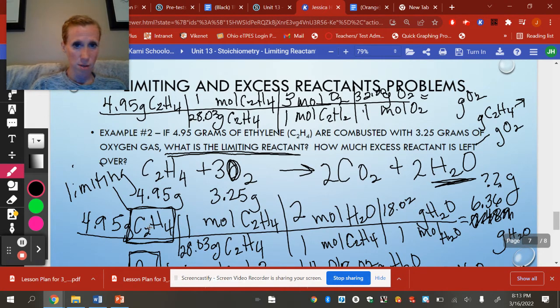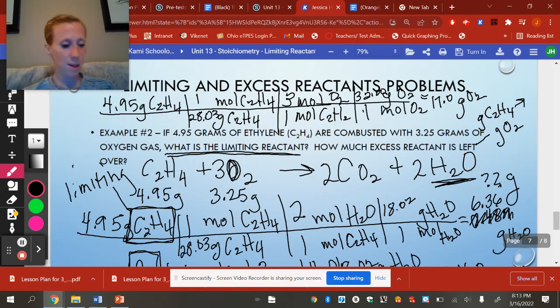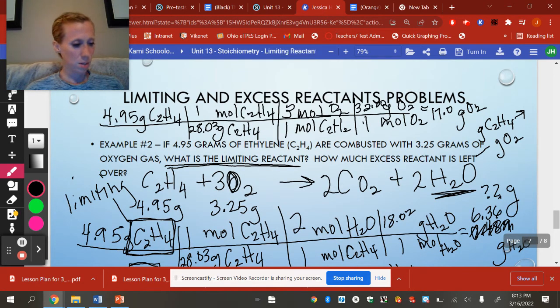So 4.95 divided by 28.03 times 3 times 32. So we get, with the correct number of sig figs, there's all these fun sig fig things, 17.0. Look what I just said. 4.95 divided by 28.03 times 3 times 32. What did I do wrong, guys? And see, I'm glad I just talked about that, because clearly I screwed up that problem.